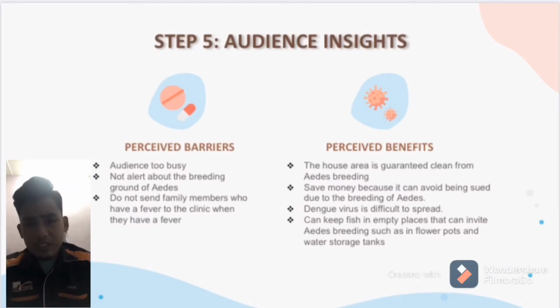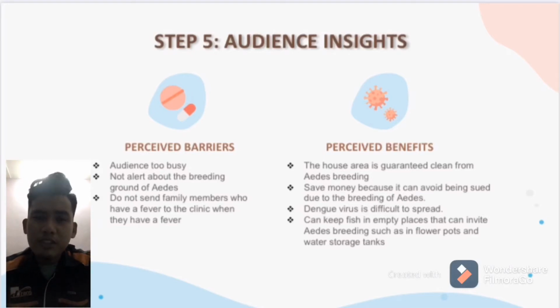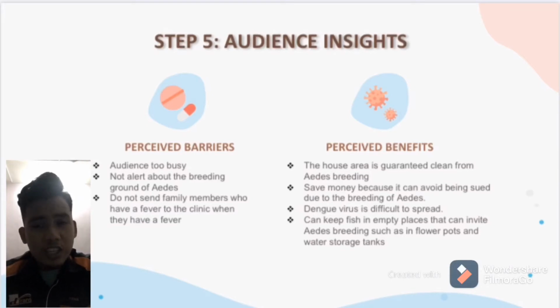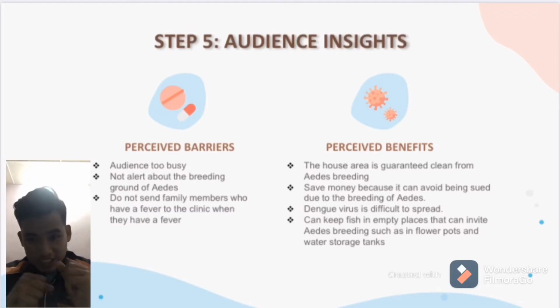The perceived barriers are why the audience did not attend the campaign or did not perform the activities recommended by the campaign organizers. The first reason is the audience is too busy, especially parents. Parents are busy with their careers, while children or teenagers use their time to do school homework or assignments and their hobbies such as playing games and going fishing.